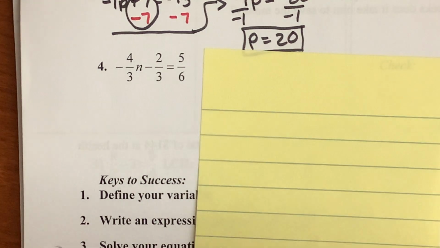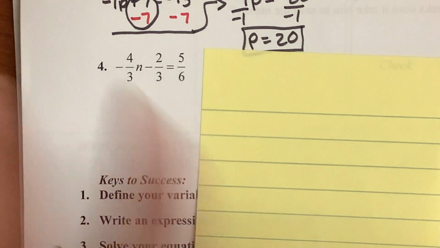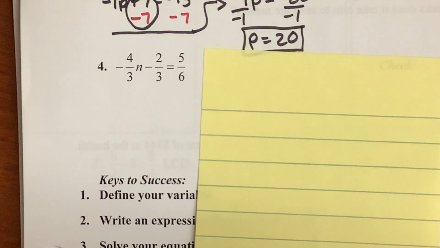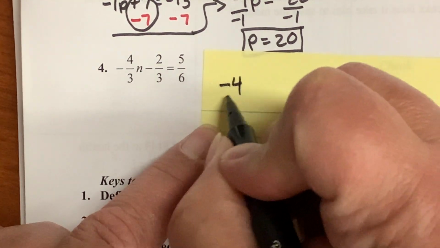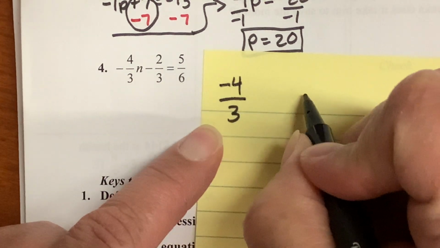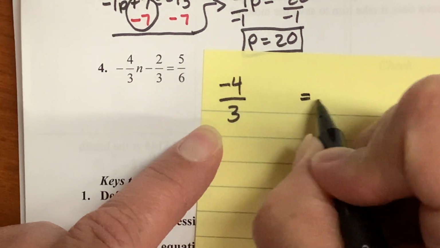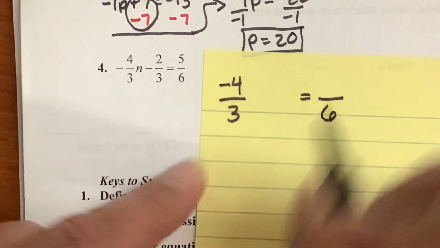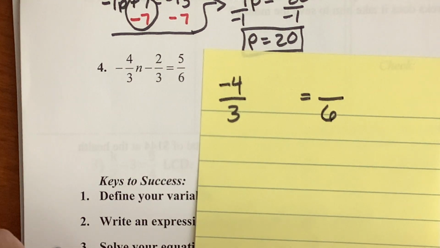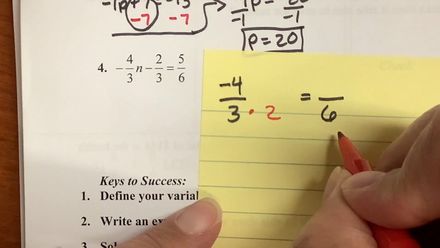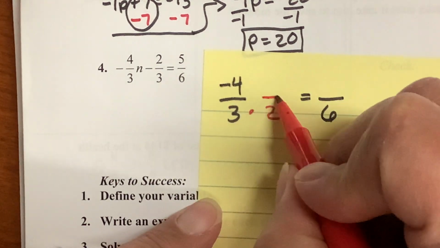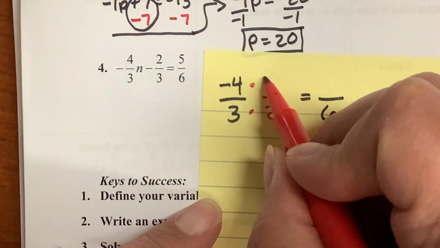And I'm actually going to do it on some scrap paper so that I don't make a mess out of my real paper. And let's see, what do I have here? Negative 4 thirds. And I wanted to have the common denominator 6. So I have to think to myself, all right, what times 3 gives me 6? Well, 3 times 2 is 6. But if you do it to the bottom, you have to do it to the top.